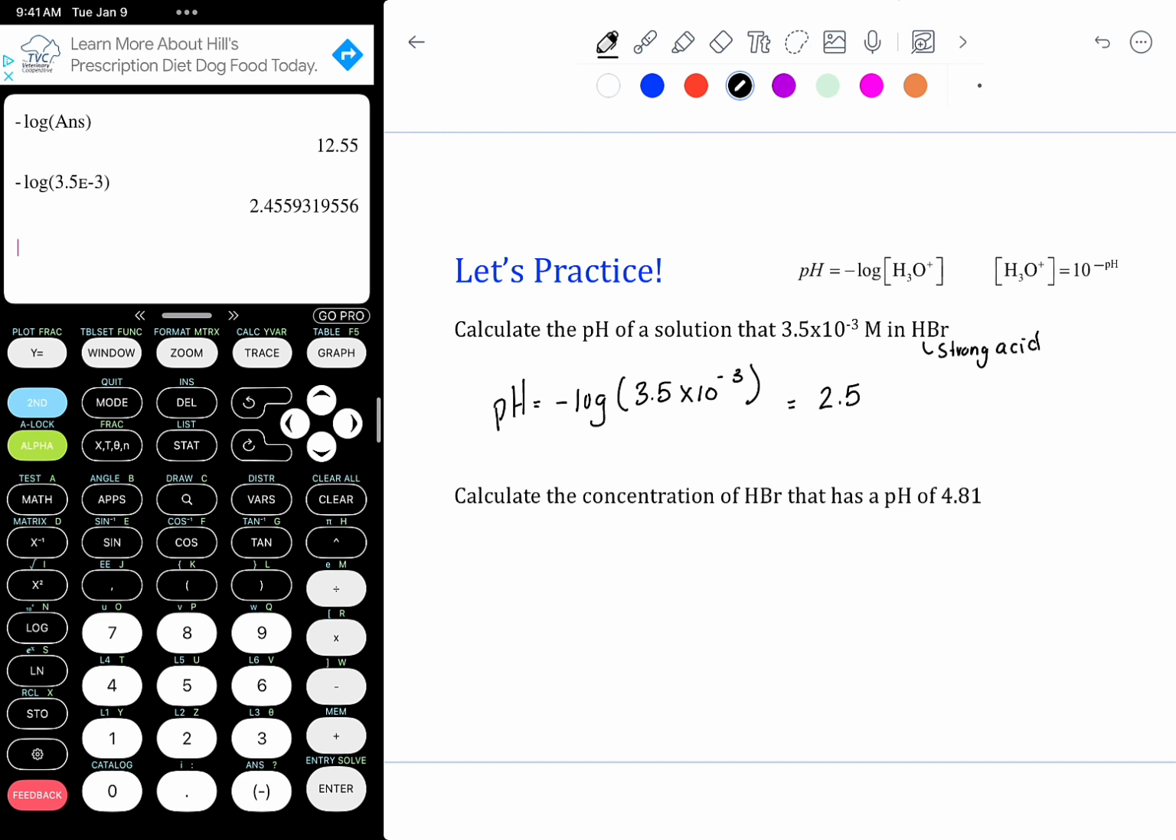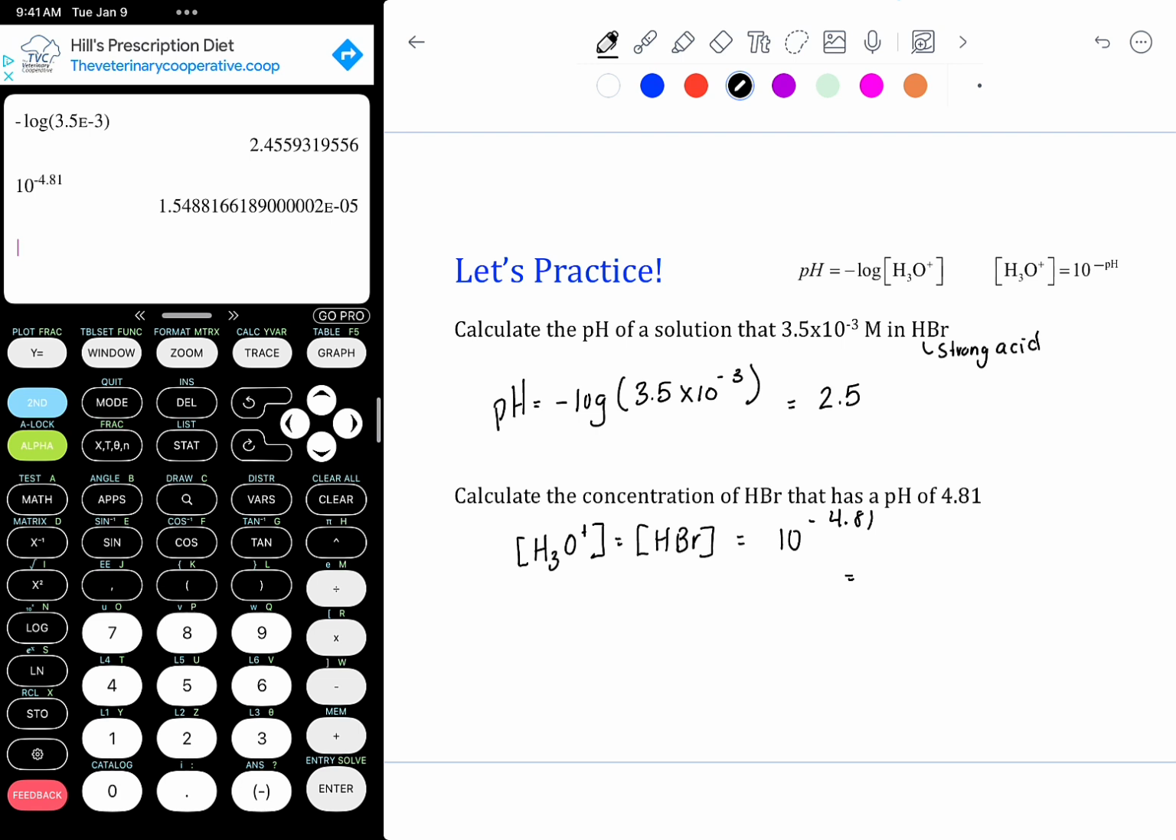For our next one, we're just using our second equation here. So we want to find the H3O plus concentration, which is equal to the concentration of HBr. They're equal to each other, and that's just going to be 10 raised to the negative pH of 4.81. So 10 raised to the negative 4.81, and we get a concentration out of 1.55 times 10 to the minus 5 molar. We got to keep that molar in there because we're looking for a concentration.